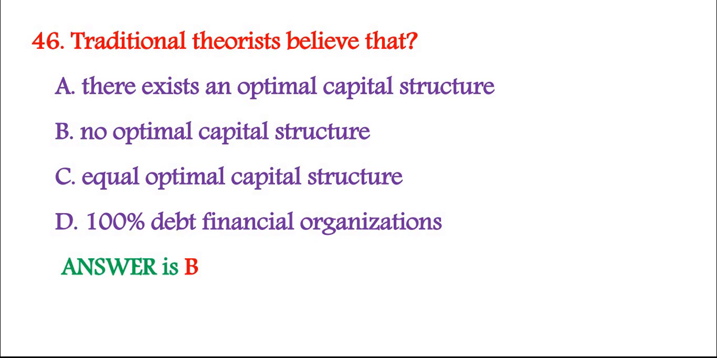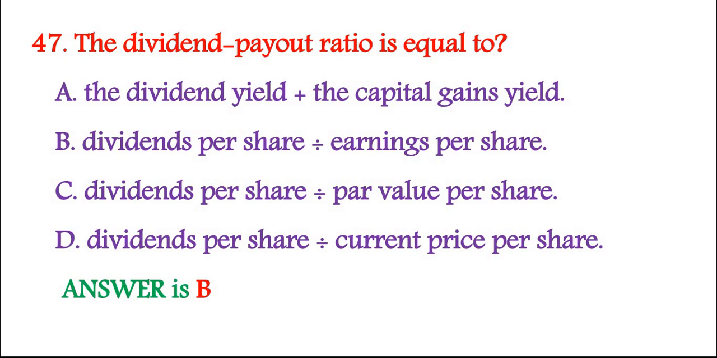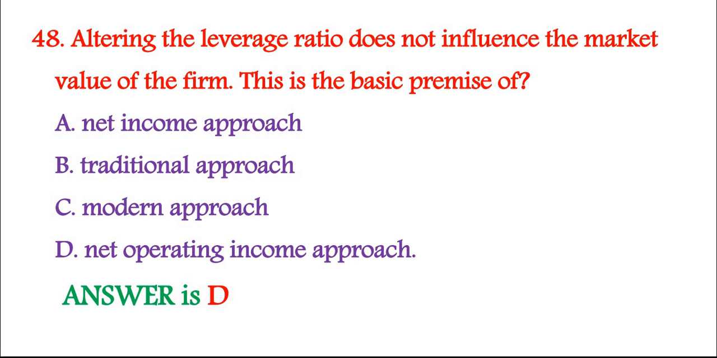46. Traditional theorists believe that A. There exists an optimal capital structure. B. No optimal capital structure. C. Equal optimal capital structure. D. 100% debt financial organizations. Answer is B. 47. The dividend payout ratio is equal to A. The dividend yield and the capital gains yield. B. Dividends per share divided by earnings per share. C. Dividends per share divided by par value per share. D. Dividends per share divided by current price per share. Answer is B. 48. Altering the leverage ratio does not influence the market value of the firm. This is the basic premise of A. Net income approach. B. Traditional approach. C. Modern approach. D. Net operating income approach. Answer is D.